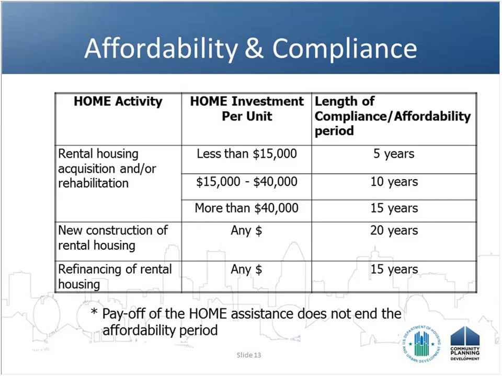Yeah, there's been a couple questions. One that just came up that I thought was interesting: how do you distinguish between an SRO, single room occupancy, and a group home for the affordability period?